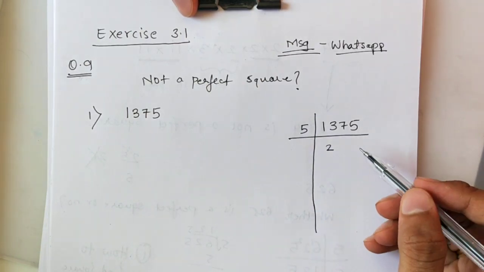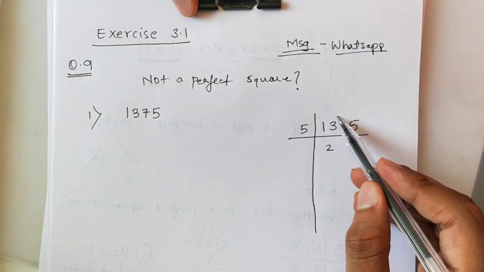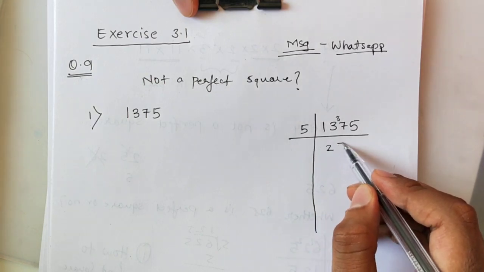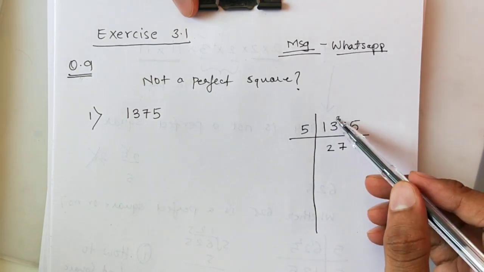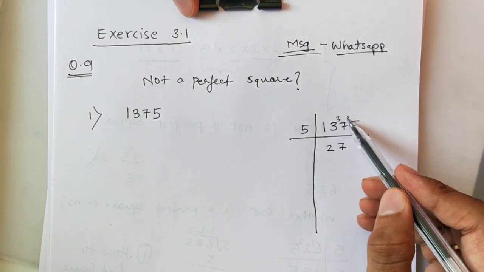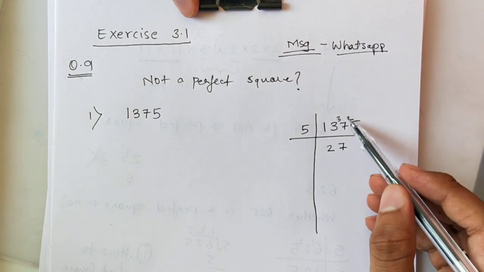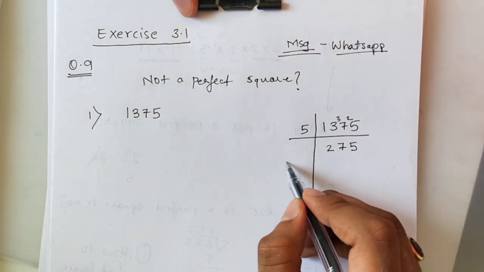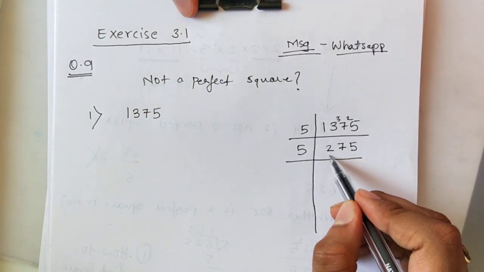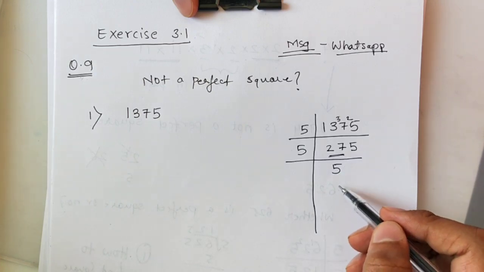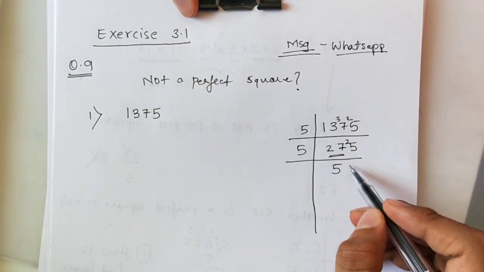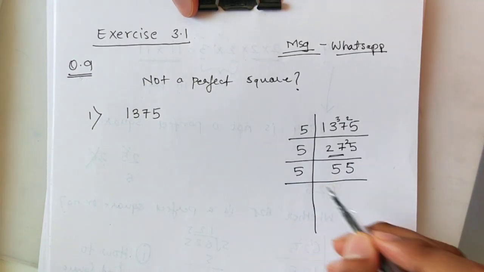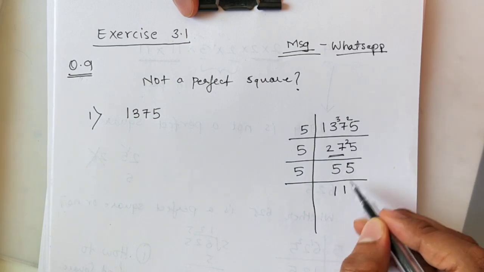5 2s are 10, so 10, and 3 will get carried over. So 37. 5 7s are 35. So 37 minus 35 is 2, so 2 will get carried over here. 25, so 5 5s are 25. Further I'll divide by 5. Now I have to take two numbers. 5 5s are 25, so 2 will get carried, and 5 5s are another 25. Again I can divide by 5. 5 1s are 5, 5 1s are 5.